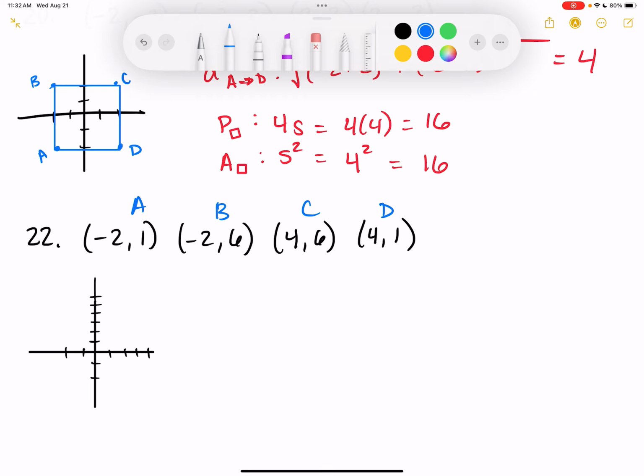So A is at (-2, 1). I don't know why I went in the negative direction, but it's fine. B is (-2, 6). C is (4, 6). And D is (4, 1).